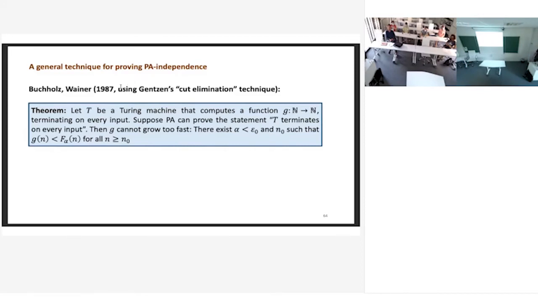Wait, what is f alpha? F is what we defined before. F is the fast-growing hierarchy, these fast-growing functions that go beyond Ackermann's function. So basically, what this says is that if you have something that has a rate of growth f epsilon 0, then Peano arithmetic cannot prove something over there.